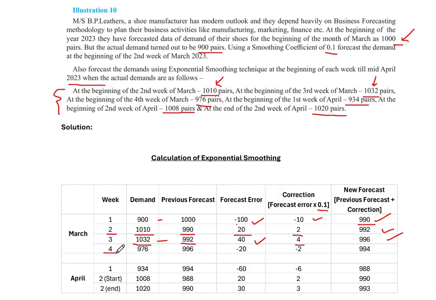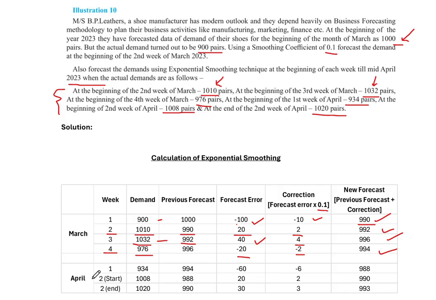Now the fourth week of March. At the beginning of the fourth week of March, demand was 976 pairs. The previous forecast is 996. So forecast error is 976 minus 996, minus 20. Minus 20 into 0.1, minus 2 is the correction. 996 plus minus 2, so 994 is the new forecast.